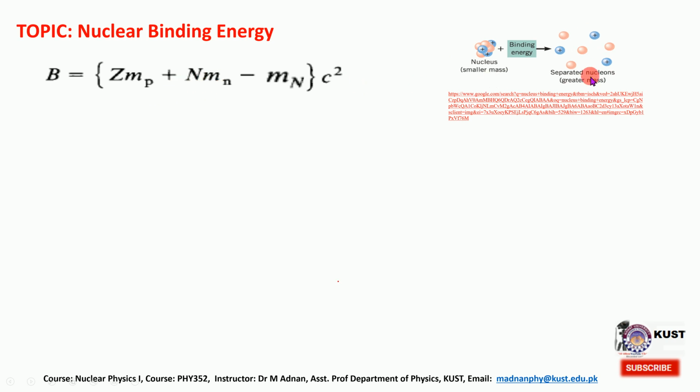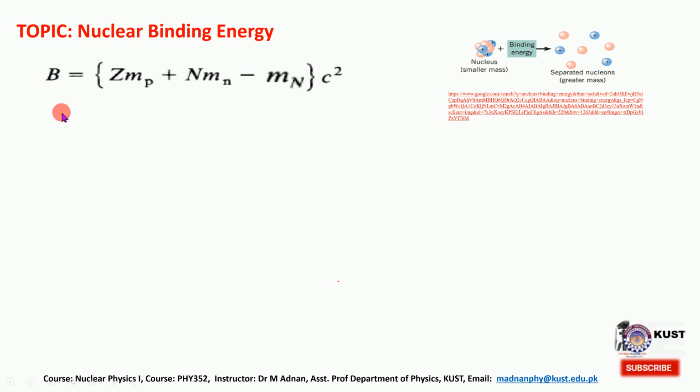This mass is somehow greater than this mass, so we need to subtract the mass of the proton and neutron minus the mass of this nucleus. Z represents the proton number multiplied by the mass of a single proton, plus N represents the number of neutrons multiplied by the mass of a single neutron, minus this m_N, which represents the mass of this nucleus, multiplied by c square, will give us the binding energy.